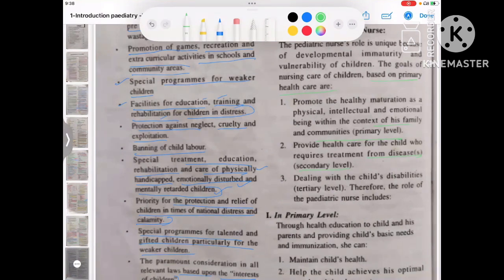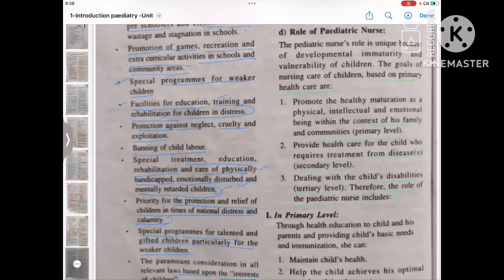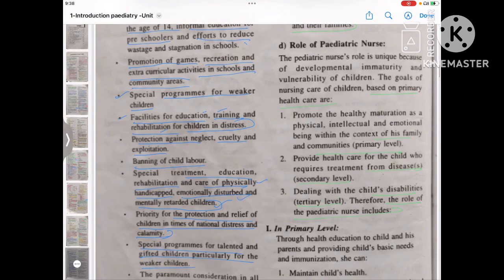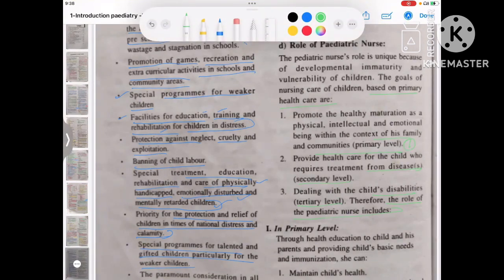That is primary care. And provide health care for the child who requires treatment from disease. That is the secondary level. And third is dealing with children's disabilities. Therefore, the role of the pediatric nurse includes that tertiary level. So mainly the role of the pediatric nurse is based on these three criteria: the primary level, the secondary level, and the tertiary level. According to that, as a pediatric nurse, we will give the care or the treatment.